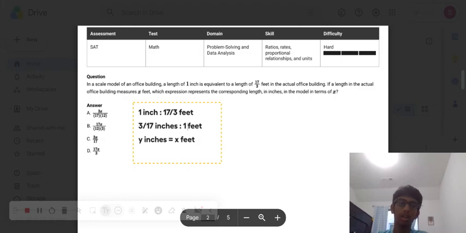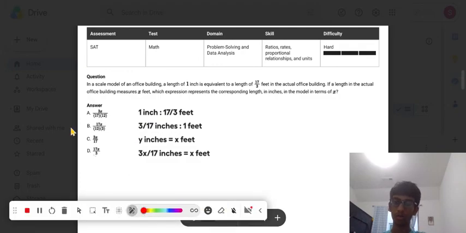Because even though this is a ratio, ratios are inherently proportional. That means that if we're multiplying this by 3 over 17, this side also needs to be multiplied by 3 over 17 in order to maintain that same proportion, right? And we know now that this expression, our third expression right here, is just x times our second expression. So we just multiply both sides by x, and you get 3x over 17 inches will be equal to x feet. And that will be our answer, which is option choice C.